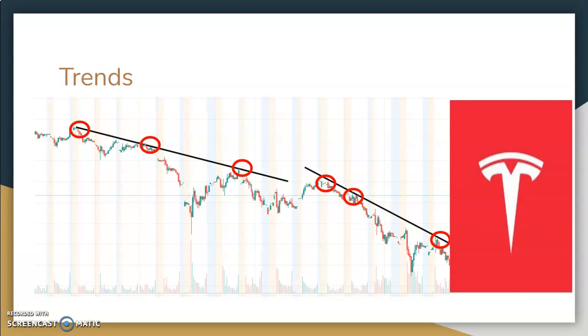Psychologically speaking, downtrends are harder to predict when compared to uptrends because people tend to panic sell, whereas uptrends are more predictable because of support and resistance lines, which leads us into our next topic.